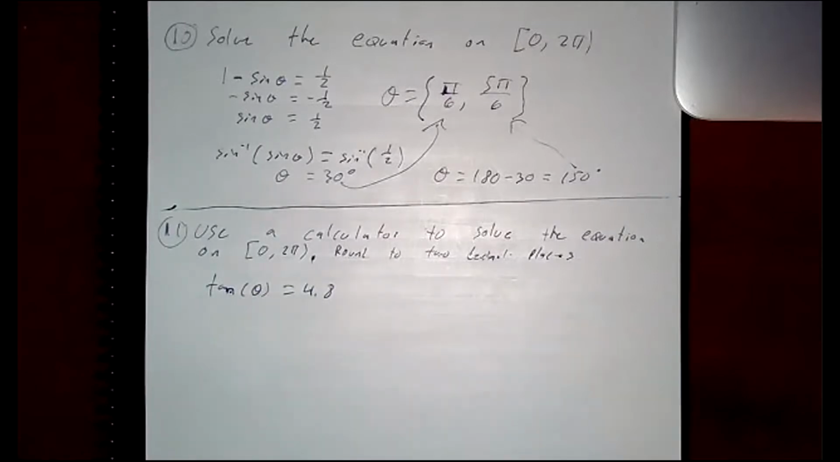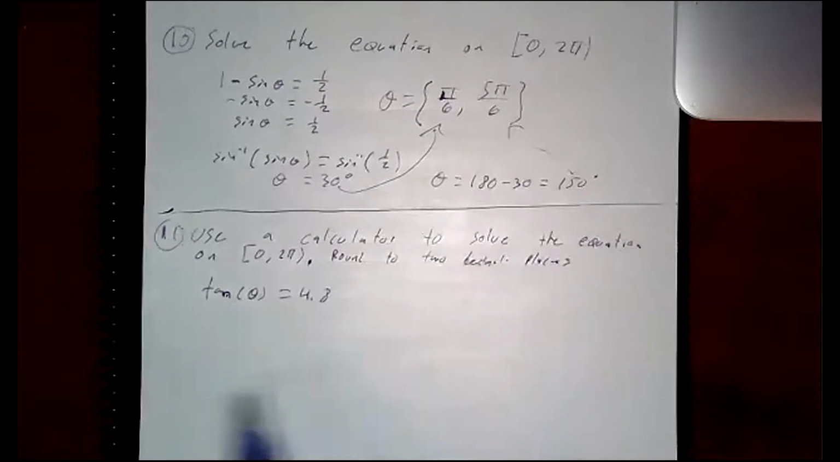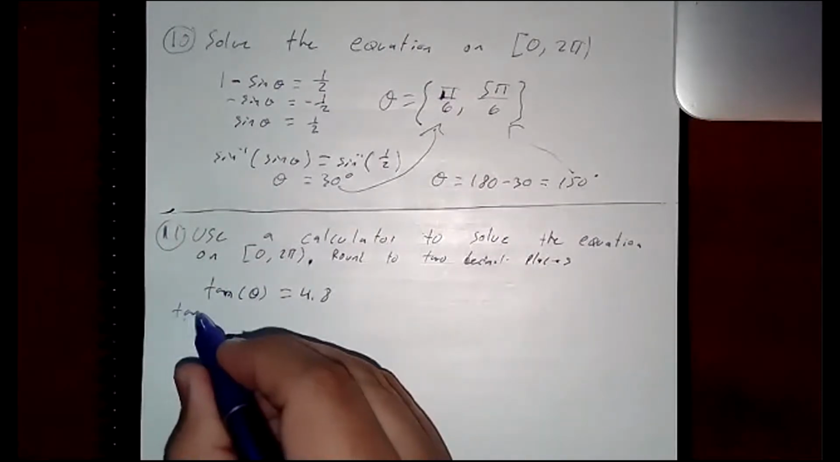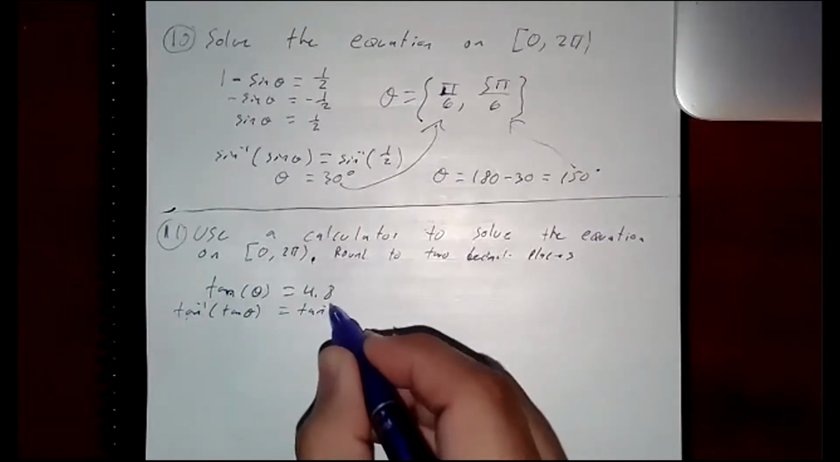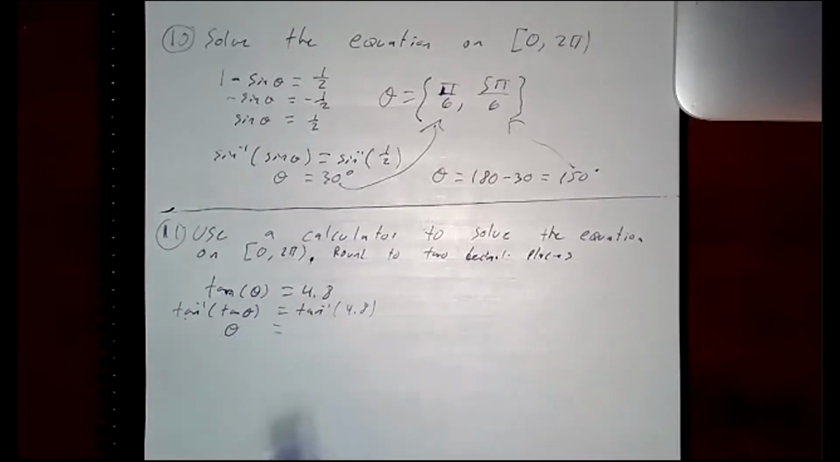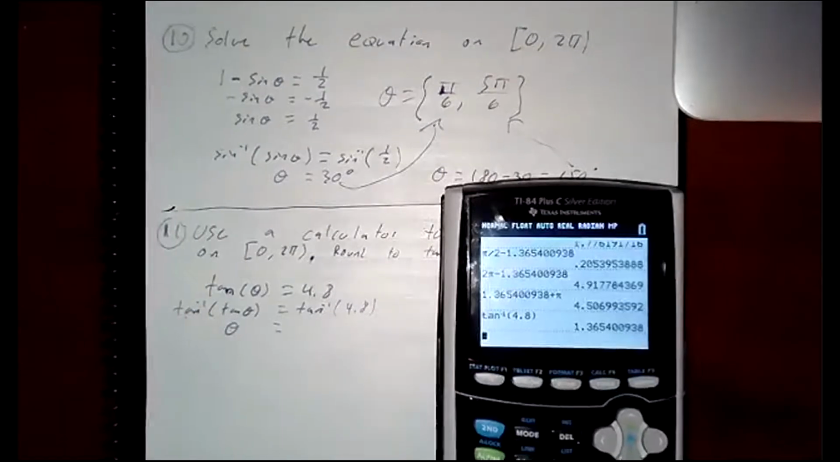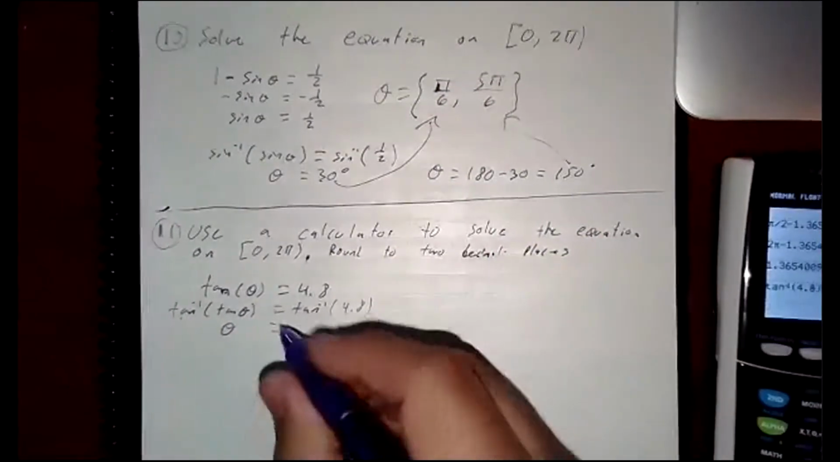For tangent, it's a little bit different than the sine inverse we did up here. See how we did 180 minus 30? On this one, we will do tangent inverse on both sides, and then those cancel, so theta is equal to, let's do this on our calculator. The answers are in radians, even though they don't mention it in this question. They should have, but I'm letting you know right now. So tangent inverse of 4.8 is 1.36, so we will round to 1.37.